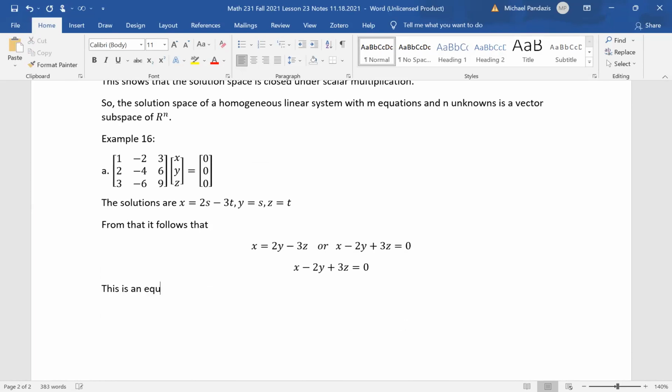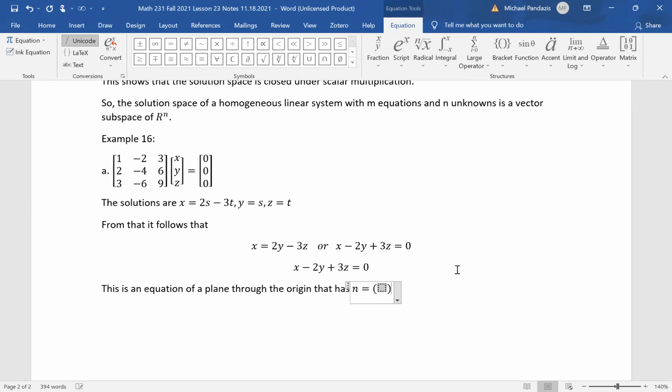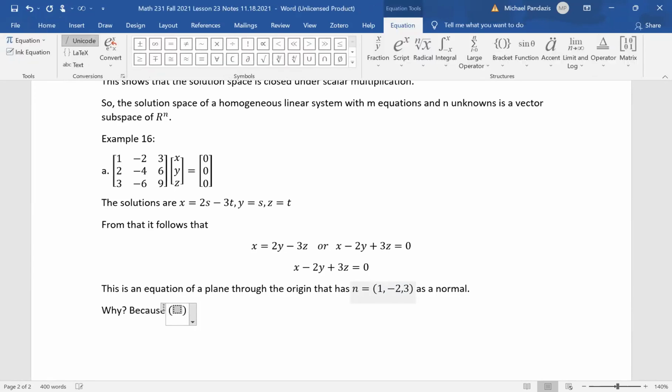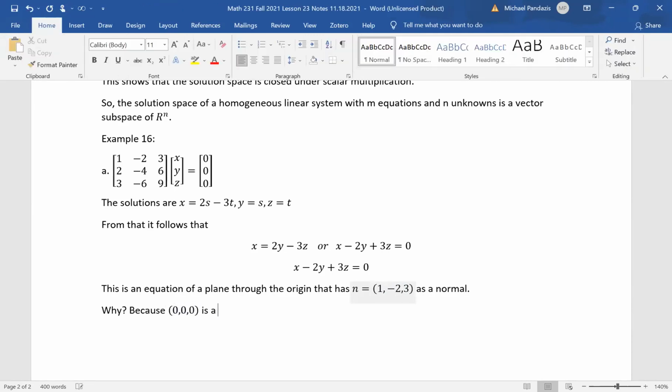This is an equation of a plane through the origin that has the vector n equal to 1, -2, 3 as normal. Why? Because 0, 0, 0 is a solution of the equation. You can plug in x, y, and z to be 0, and the left and right hand sides are both 0. The equation holds. Because that is a solution, the solution space contains the origin.